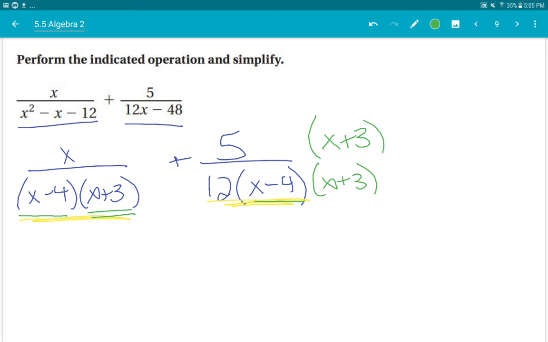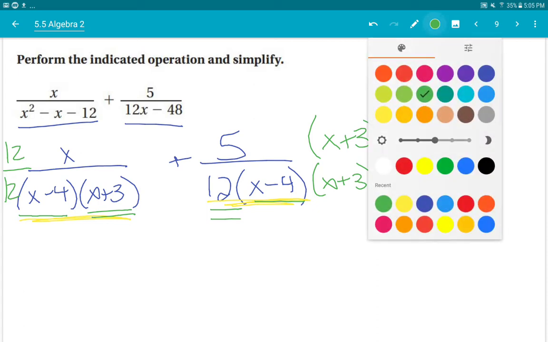Now let's look from the right to the left. The right-hand side has a 12. Does the left-hand side have a 12? It does not, so we need to multiply by 12 over 12. x minus 4, we just added this x plus 3, so there's an x plus 3 on the other side.